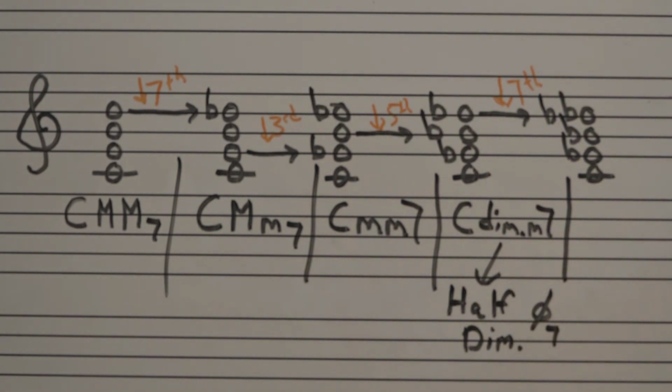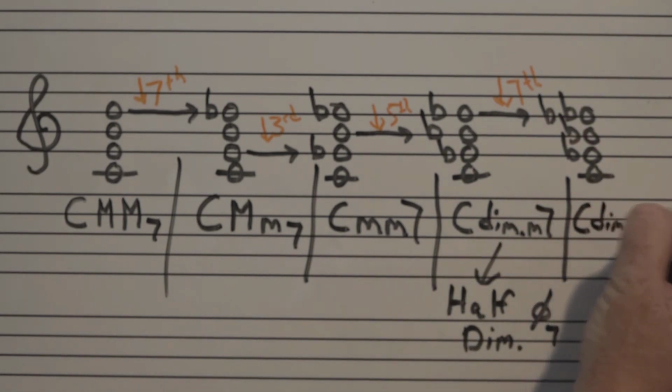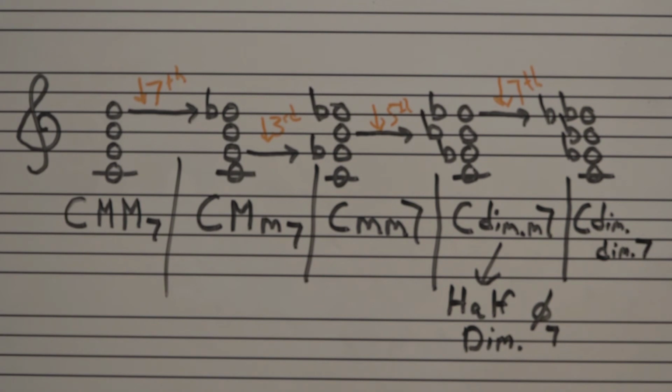So now we have a C diminished triad, diminished seventh, and that creates what we call a fully diminished seventh. And what we do for that, we just have a circle and a 7. So there are the 5 seventh chords you need to be familiar with.